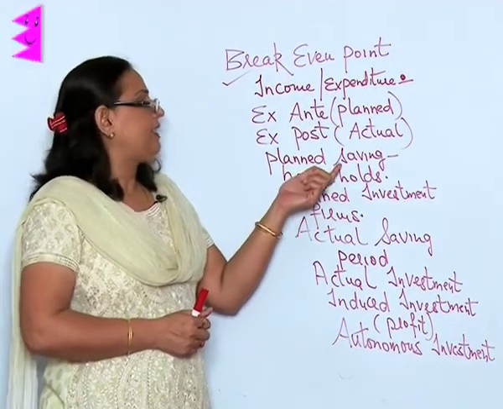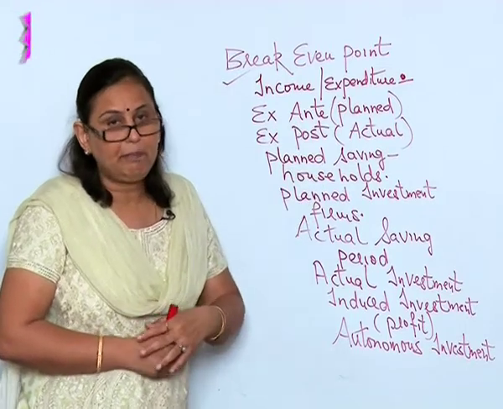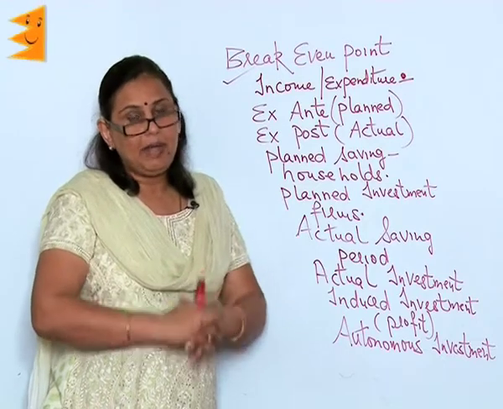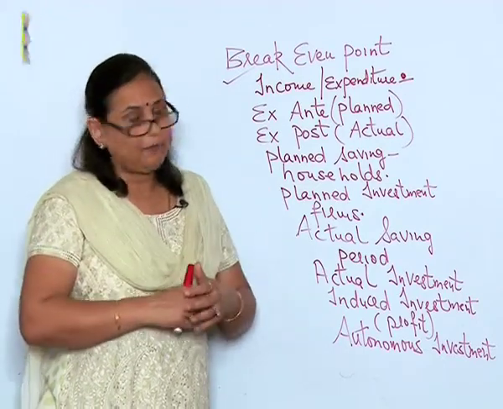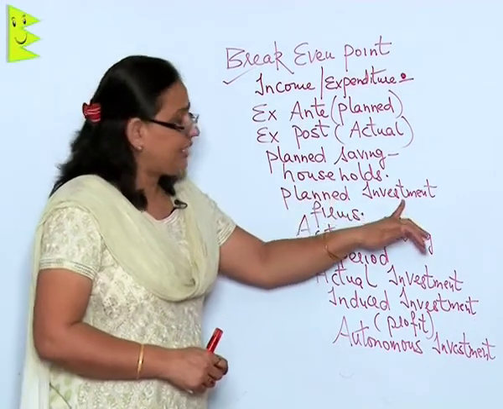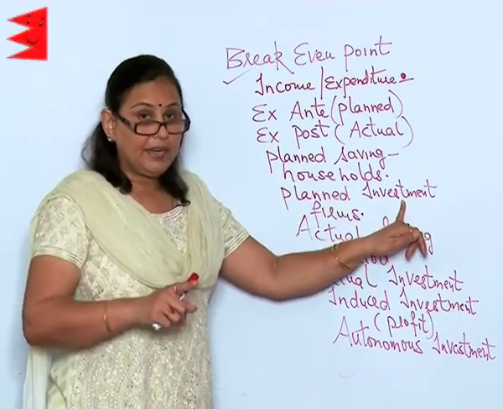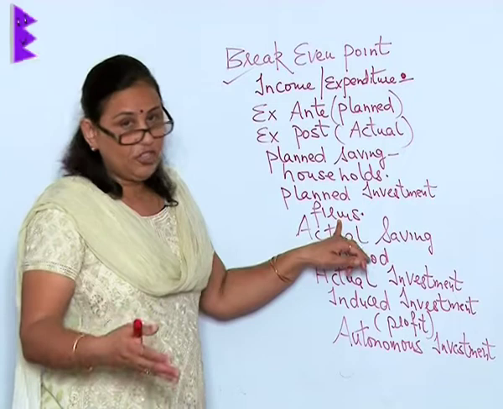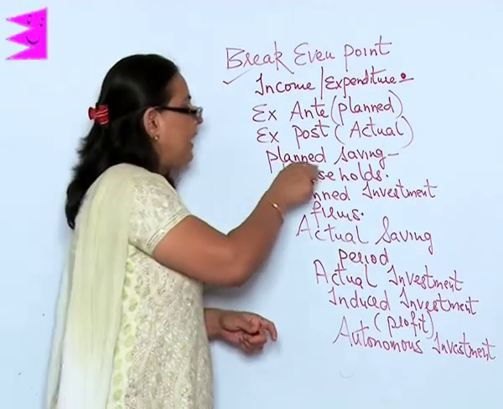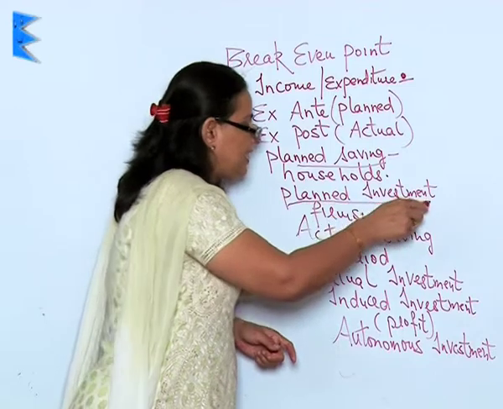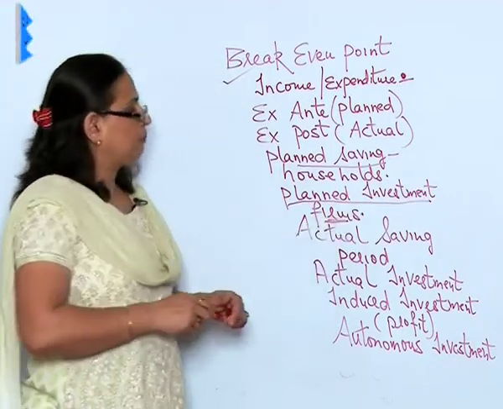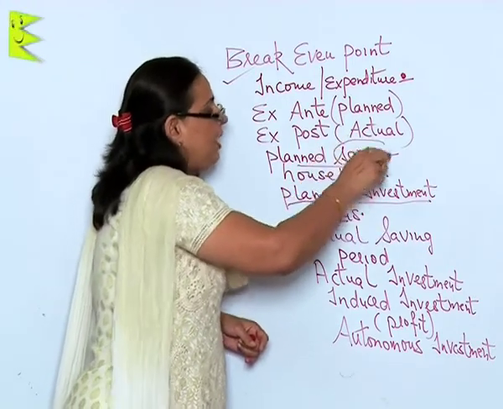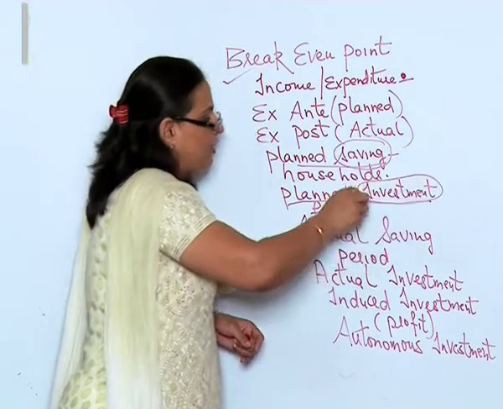Now, planned saving, when we use this word, is used for the savings done by all the households. When I say planned investment, it is the investments done by all the firms, the manufacturing units. Planned saving has to do with the households, planned investment has to do with the firms. Remember, saving will always be household, investment will always be commercial, that is firms.